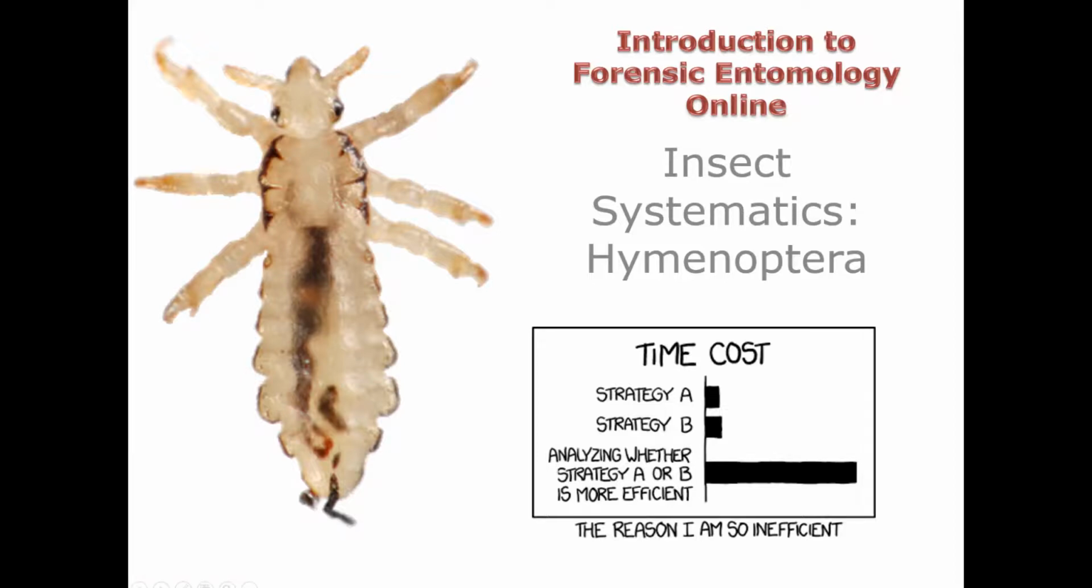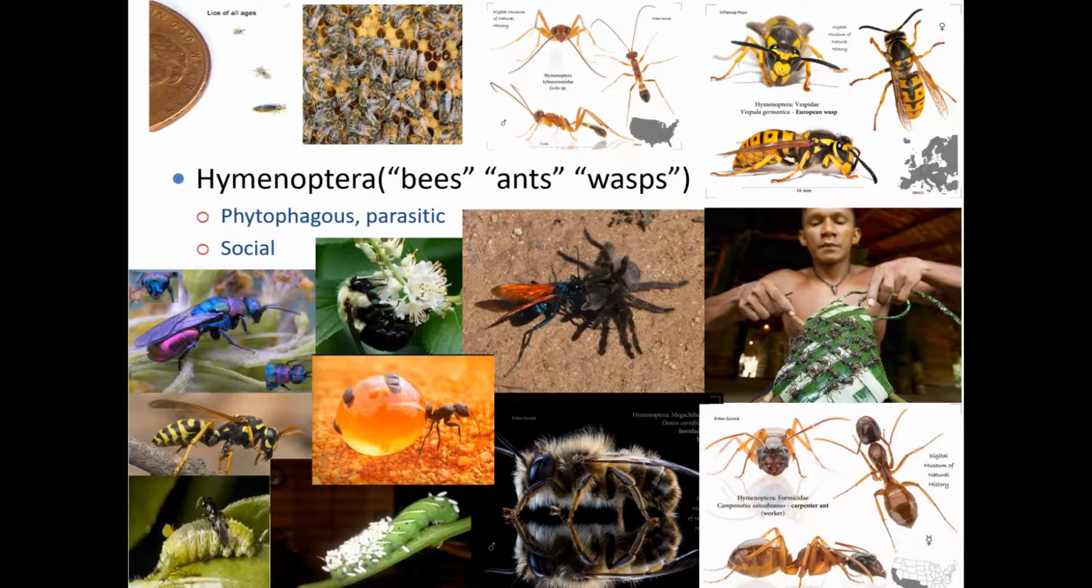Now we're going to move into an order that most people are very familiar with, the Hymenoptera. Hymenoptera are commonly known as the bees, the ants, and the wasps. The word hymen means membrane, while ptera means wings. So these insects are characterized by their membranous wings. When they're present, these wings are really pretty looking, sometimes clear, sometimes colored, sometimes translucent.